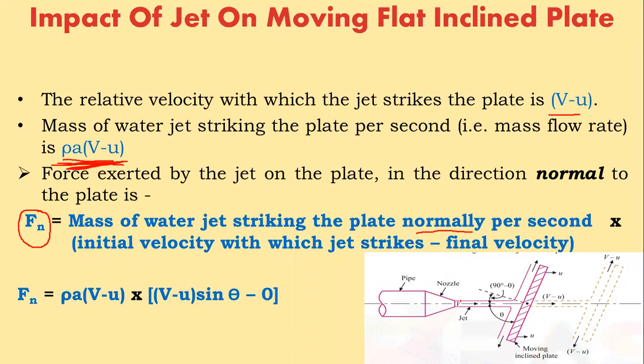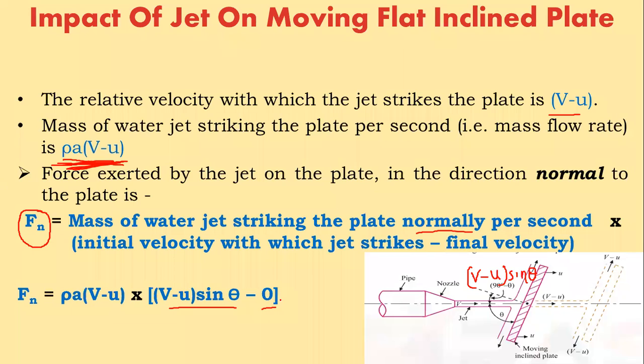Now it is going to be the component of velocity normal to the inclined plate, normal to this plate. So it will be V minus U and its component is sine theta. Instead of V, we just have V minus U here. So this is the initial velocity minus final velocity.